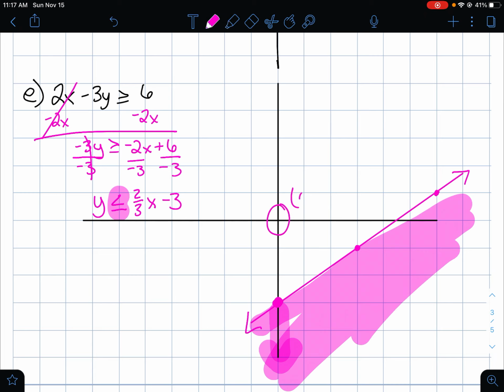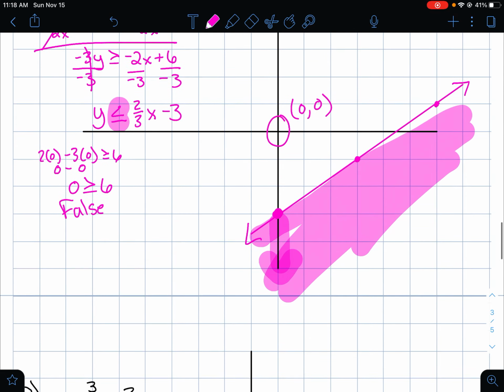If I chose my ordered pair, 0, 0, and plugged it in, you can either plug it into the original equation or you can plug it into your other equation. It doesn't matter to me. I'm going to show you plugging it into the original just so you can see that. So 2 times 0 minus 3 times 0 is greater than or equal to 6, which would be 0 minus 0, which is 0, is greater than or equal to 6. This is a false statement, so I need to shade the other side of the line, which does not include 0, 0, which I already did.